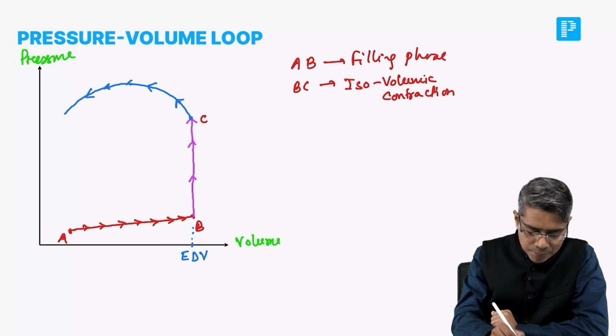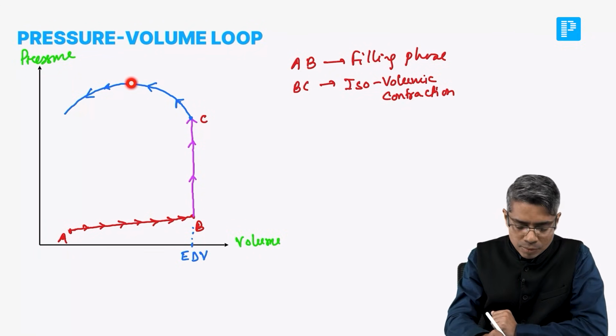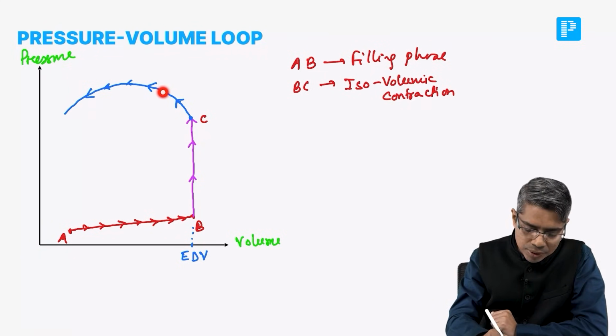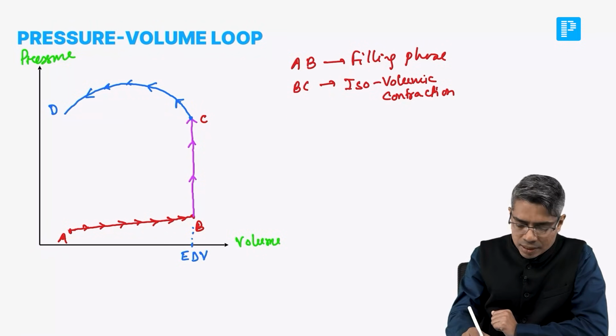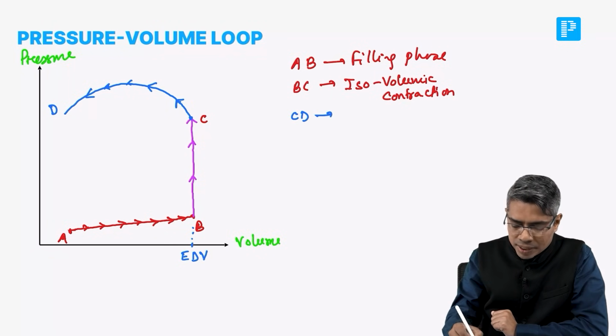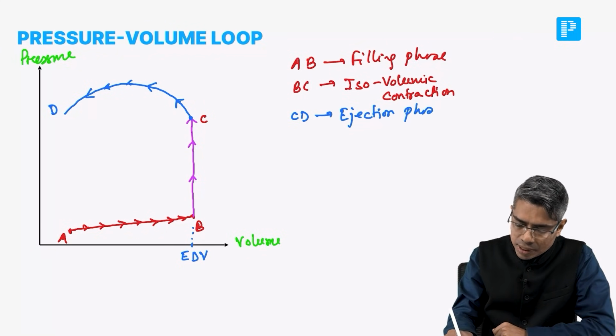So what is going to happen? Initially, the pressure will rise a little bit in the ventricle, followed by a decrease in pressure in the ventricle. But if you look continuously, the blood volume within the ventricle is decreasing. That is because of the ejection. So this C to D is which phase of the ventricular cycle? This is known as the ejection phase of the cardiac cycle.